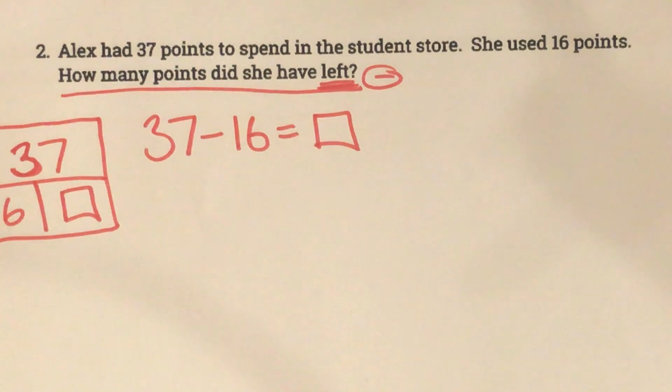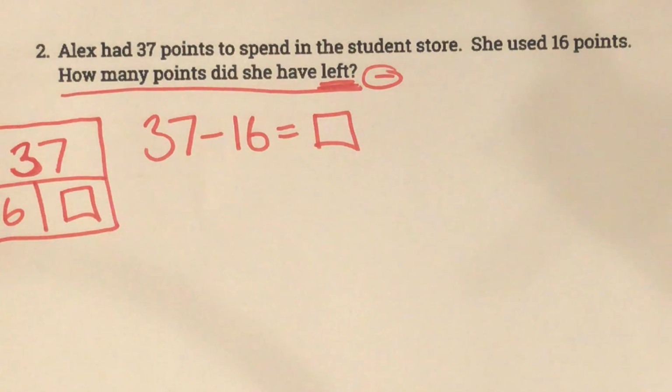Okay, so now I just get to decide. Do I want to draw a picture? Do I want to do the place value strategy? Do I want to do the number line strategy again? I get to really just choose what I want to do. I think I'm going to do the draw a picture strategy.